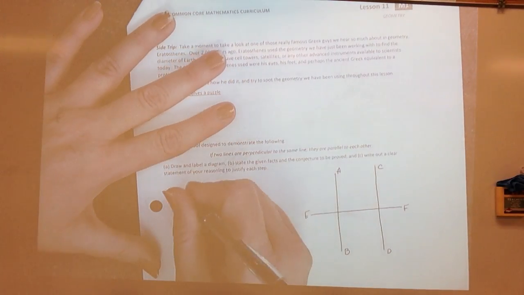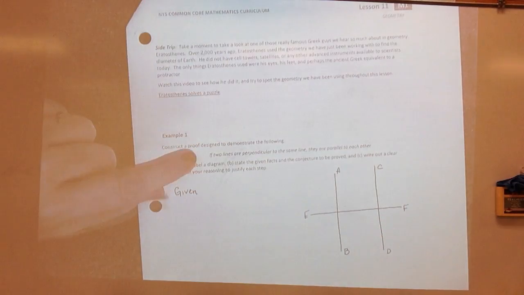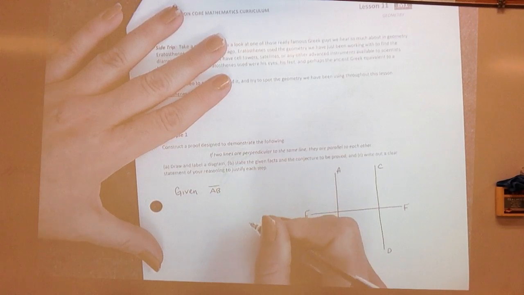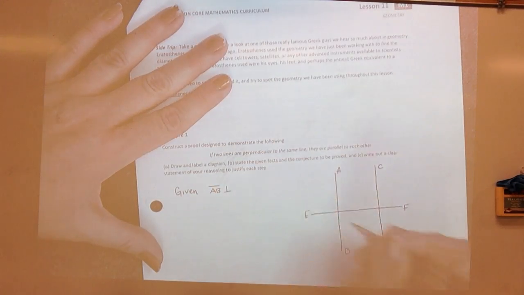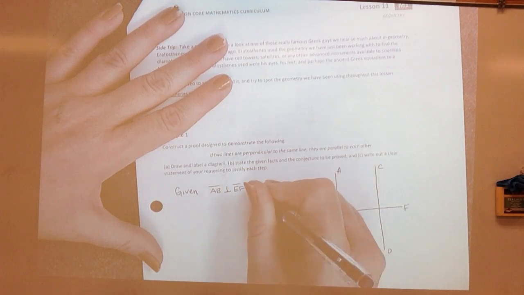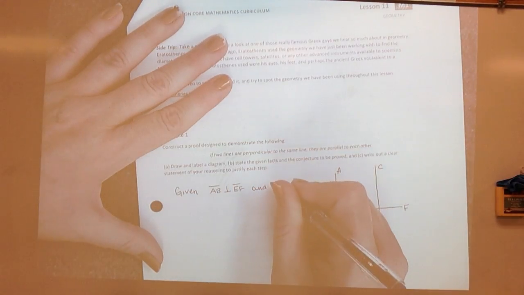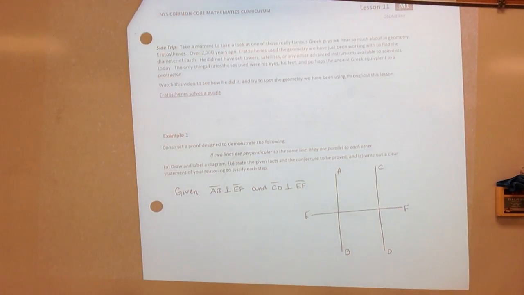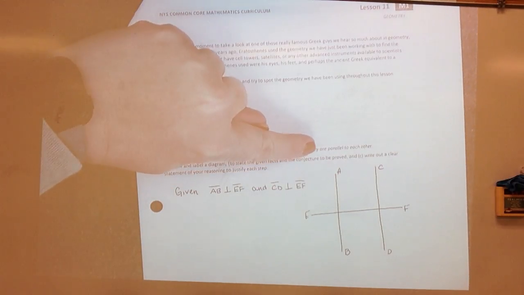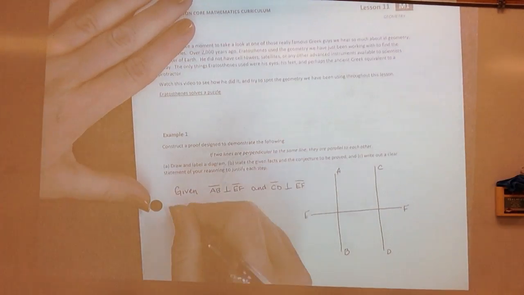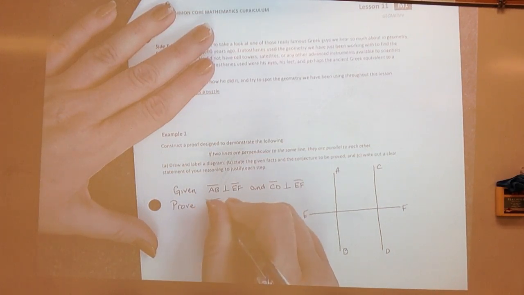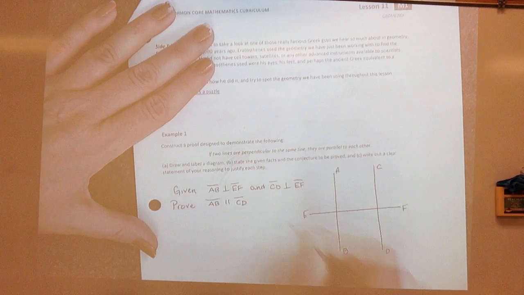Alright, so I am given that these two lines are perpendicular to the same line. So segment AB is perpendicular to segment EF, and segment CD is perpendicular to segment EF. Alright, that's what I'm given. It says if they are perpendicular to the same line, then they are parallel to each other. So here's what I want to prove. I want to prove that segment AB is parallel to segment CD.